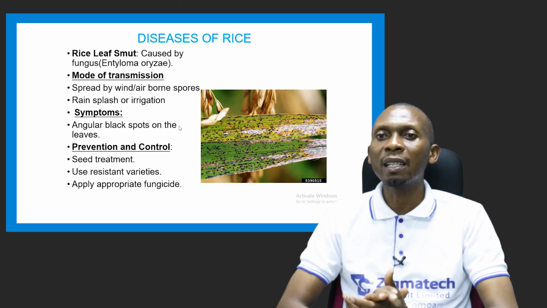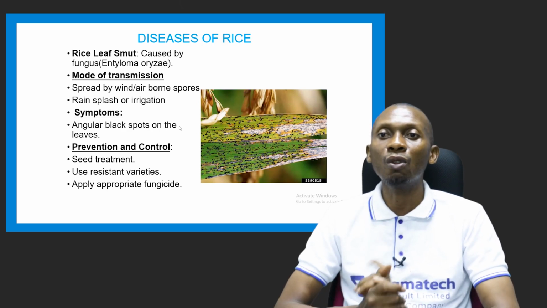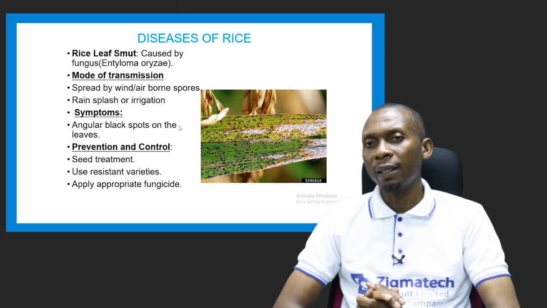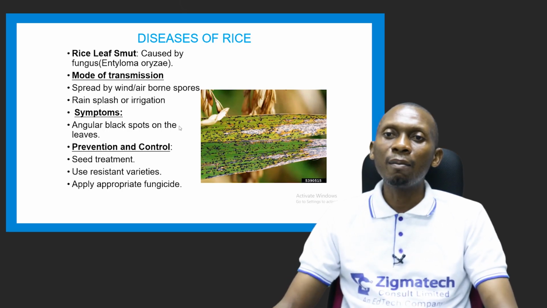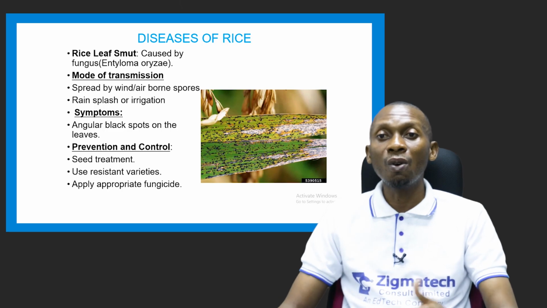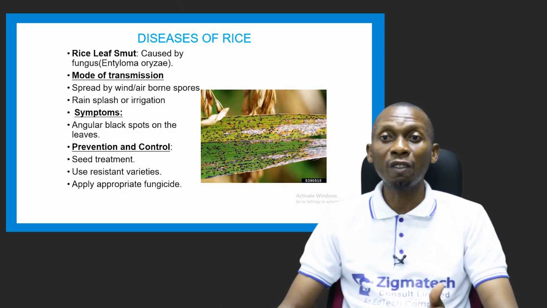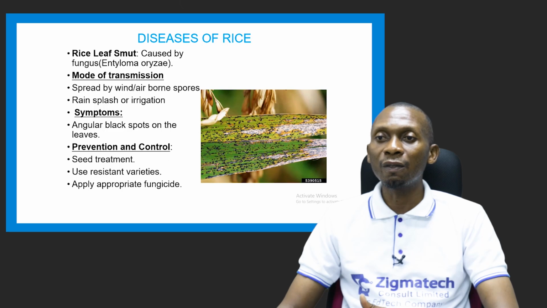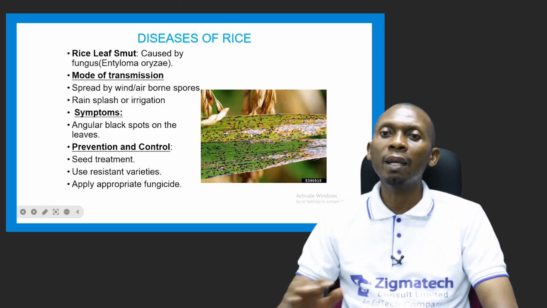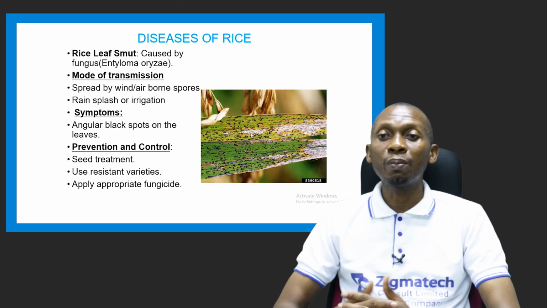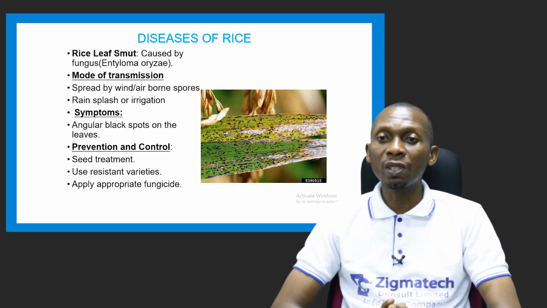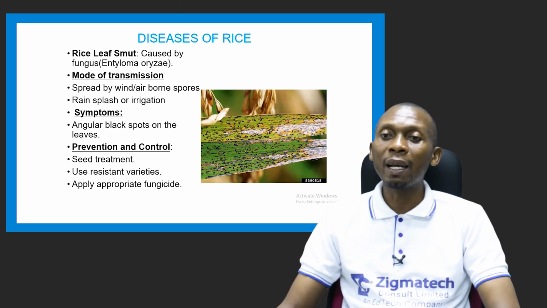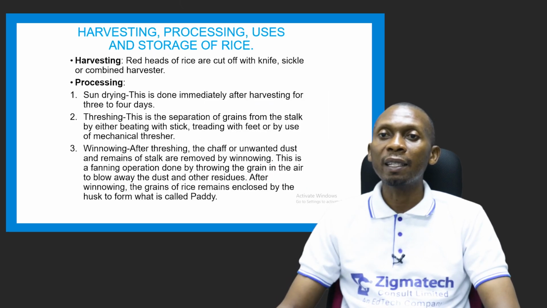We have the rice leaf smut, which is a fungal disease, Entyloma oryzae, and it is spread by wind, airborne spores, also rain splash or irrigation. So when you irrigate your rice farm, the farm can also come down with this disease. You can see angular black spots on the leaves, and you can prevent it by seed treatment. Treat your seeds before you sow them. You can also use resistant varieties and also apply appropriate fungicides.